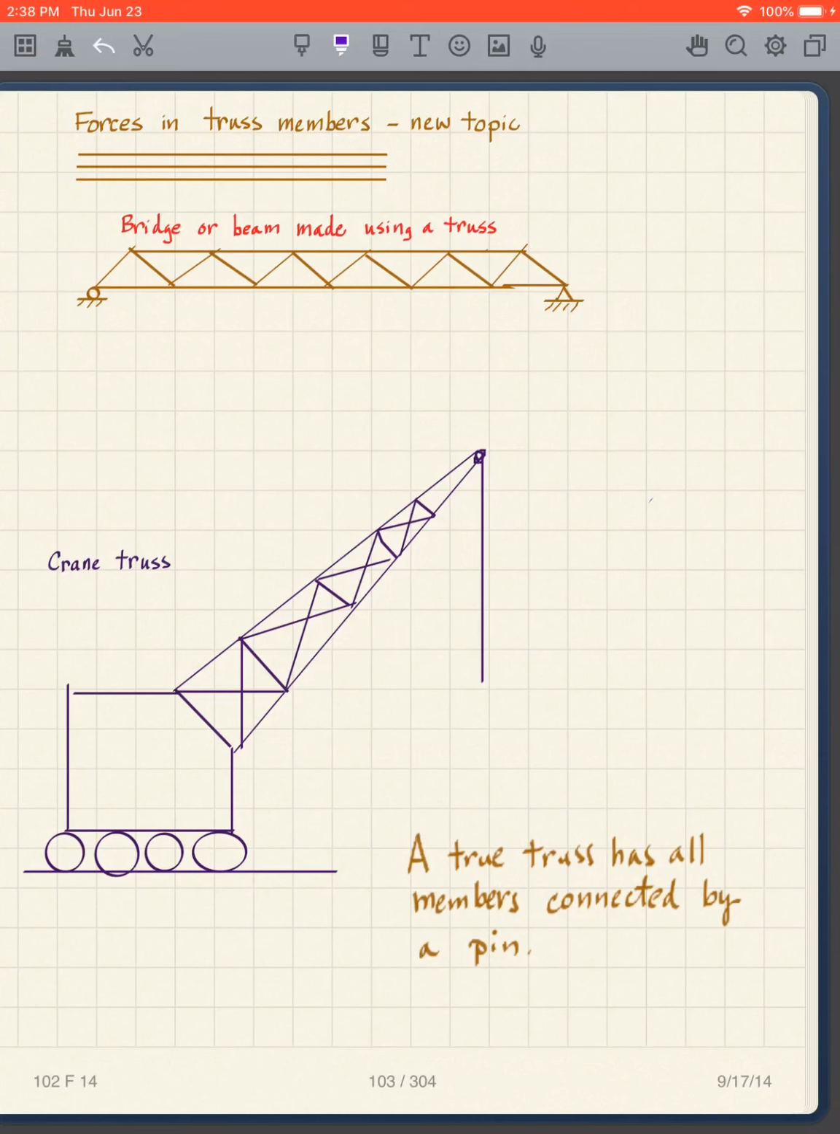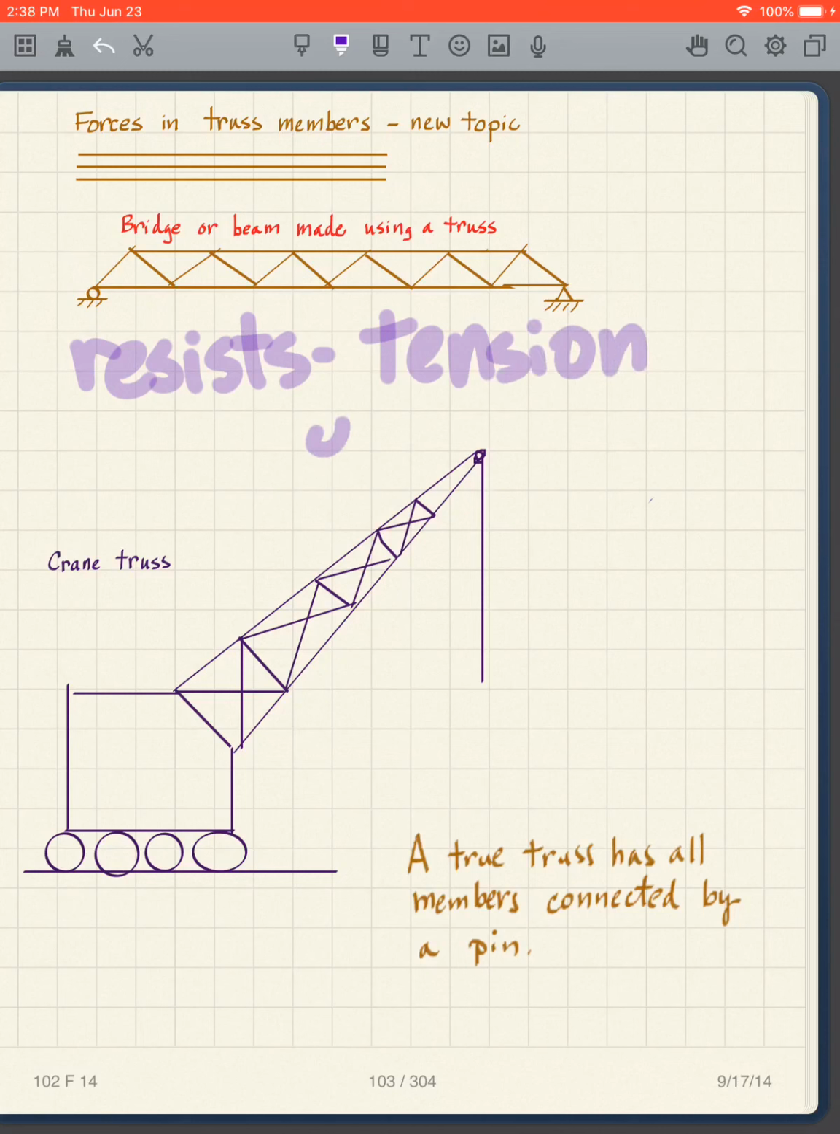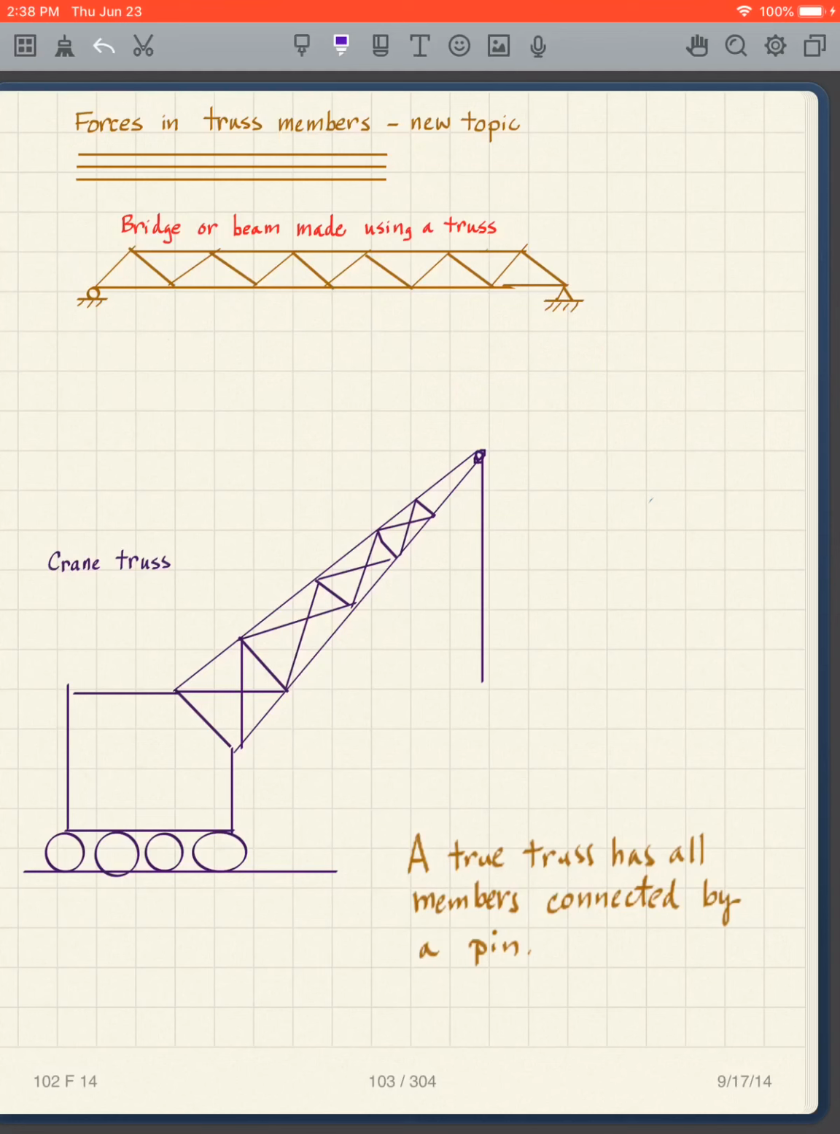A truss member resists tension or compression. That's it. So when we draw our free body diagram and we've made an imaginary cut through a truss member, then we're going to put tension or compression, because that's it. A truss member, again, is long and skinny. It does not resist bending. It's not like a beam.